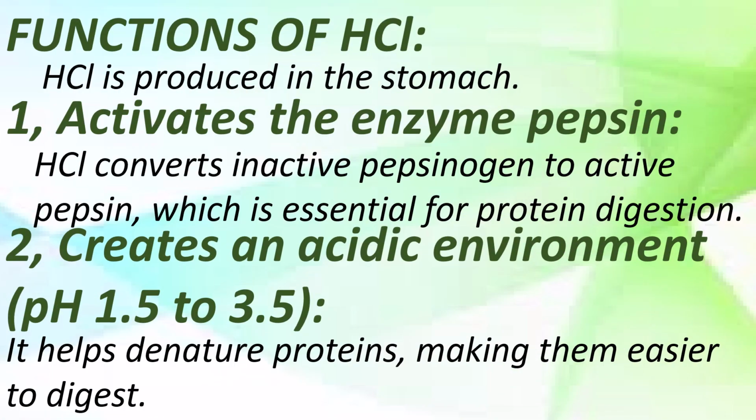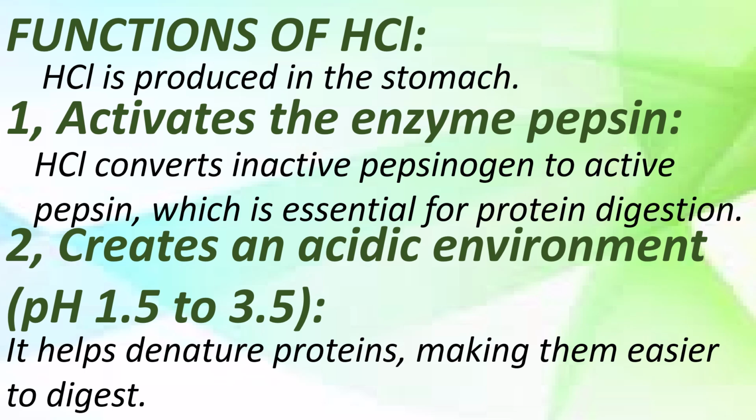Functions of HCl. HCl is produced in the stomach. In our digestive system, there is mouth, esophagus, stomach, small intestine, large intestine. These are parts of digestive system, and HCl is produced in the stomach by gastric gland that produces gastric juice containing HCl. Functions of HCl: number 1, activates the enzyme pepsin.